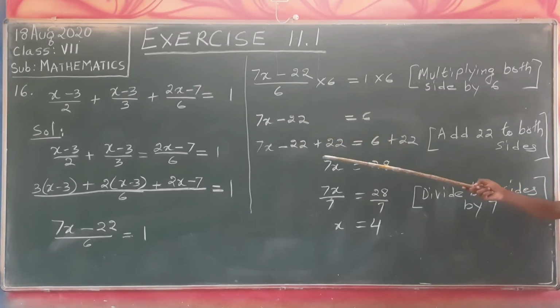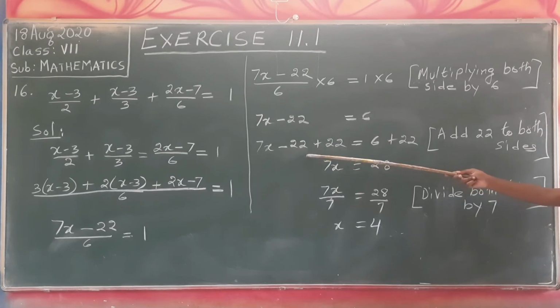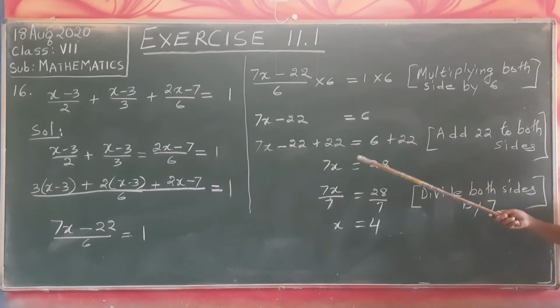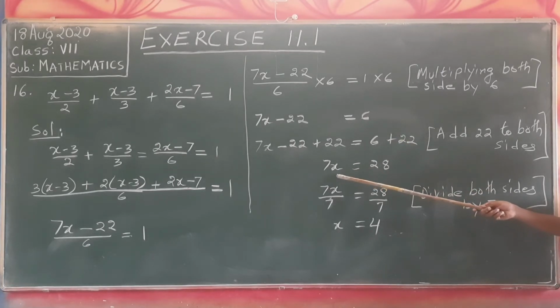In the next step, we have to remove 22. So we add 22 to both sides in order to remove 22. In the next step, 22 is removed, but we get 7x is equal to 28.